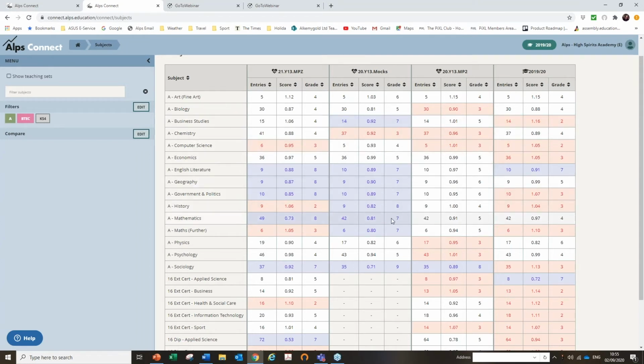But here we can see lots of blue for the mocks, and I'm sure that's mirrored in many of your schools. But the predictions, in the main, not exclusively, because sociology still felt things were going to be poor, were much better in terms of MP2 than they had been at the beginning of the year in many subjects, and indeed certainly better than the young people had achieved in the mocks, even if in some cases it's only a bit marginal.